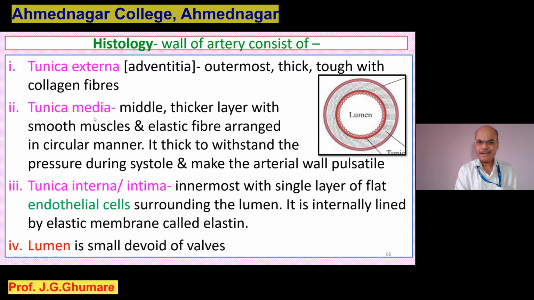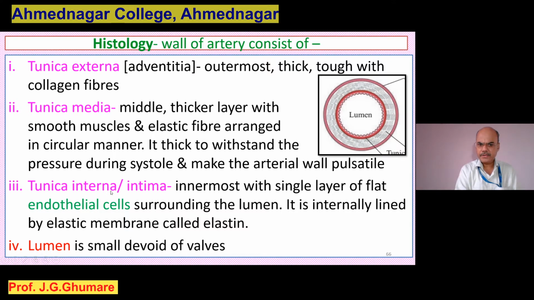Second layer is called tunica media. Middle one, so called media. The one which is thick in case of artery. The one which is made up of two things: smooth muscle and elastic fiber. Elastic fiber will give elasticity. They are also called yellow fiber, and they are arranged in a circular manner, like this, and they are the one which make this middle layer thick. This is to sustain the pressure during the flow of blood. Artery wall is pulsatile because of this particular layer.